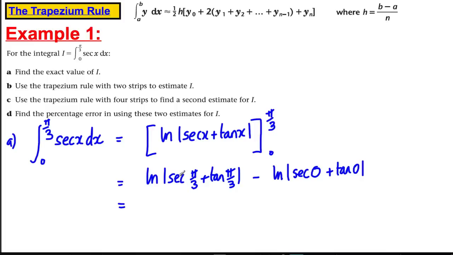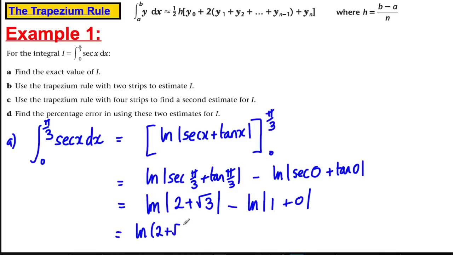Okay, let's try and work each bit out. Now, sec of pi by 3 is 1 over cos pi by 3, and cos pi by 3 is a half, so sec pi by 3 must be 2. So this is ln of 2, and tan pi by 3 is equal to root 3. So we've got ln of 2 plus root 3, subtract, cos of 0 is 1, so sec of 0 is 1 over 1, which is 1. Tan 0 is 0, so this is ln of 2 plus root 3. I'm dropping the modulus sign here because clearly 2 plus root 3 is positive.